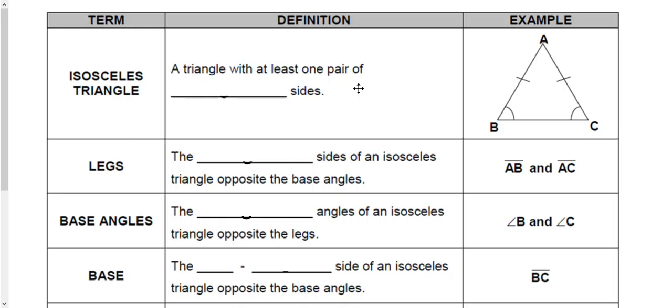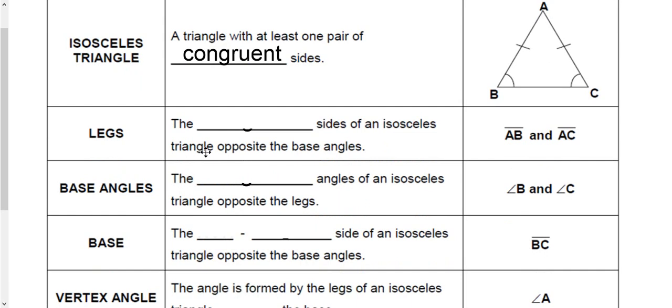A triangle with at least one pair of congruent sides. So they've got them marked on here with these little congruent marks on the sides. What are the legs? The legs are the congruent sides. So the legs in this picture are side AB and AC. As you can see, they're marked.